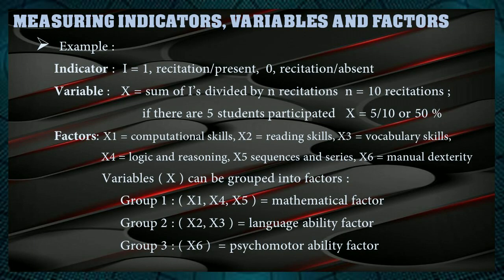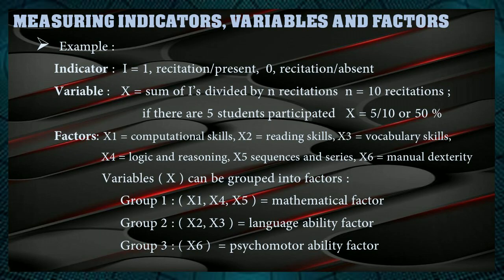Example, I stands for indicator. Say you have your oral recitation in the class and there are 10 students. So every number represents a student. For example, 1 is having recitation, that stands for 1. If 1 decided not to have recitation, then it stands for 0.